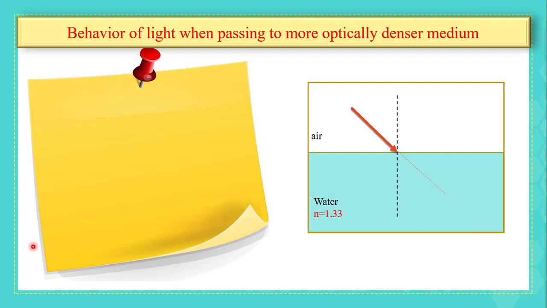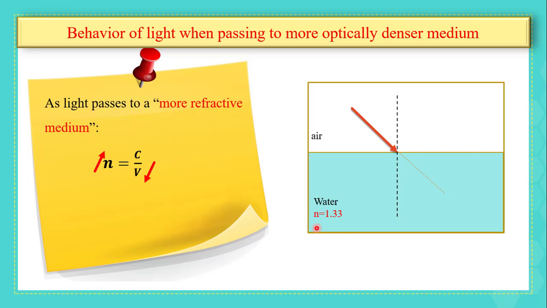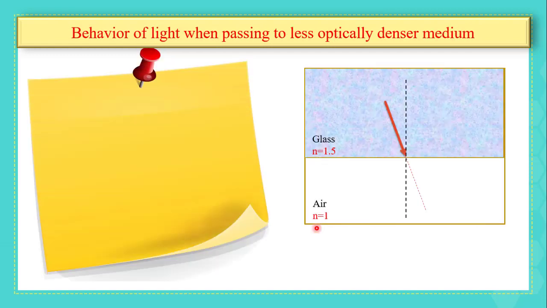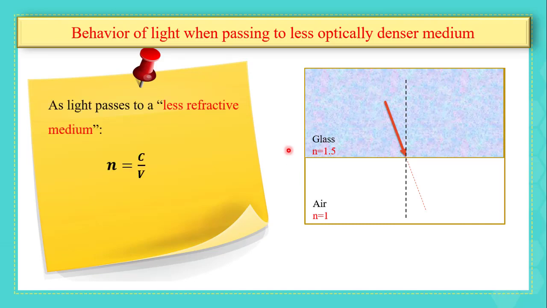Now let's briefly explain the behavior of light when passing to a more optically dense medium. As light passes to a more refractive medium of higher index of refraction, it slows down since n and v are inversely proportional. And from what we have learned in chapter 8, the refracted rays bend toward the normal in this case. On the other hand, when light travels to a less refractive medium of smaller index of refraction, it speeds up and the refracted rays bend away from the normal.